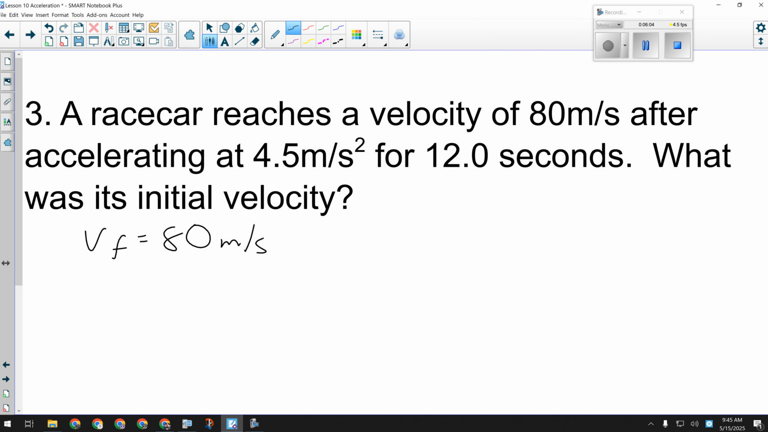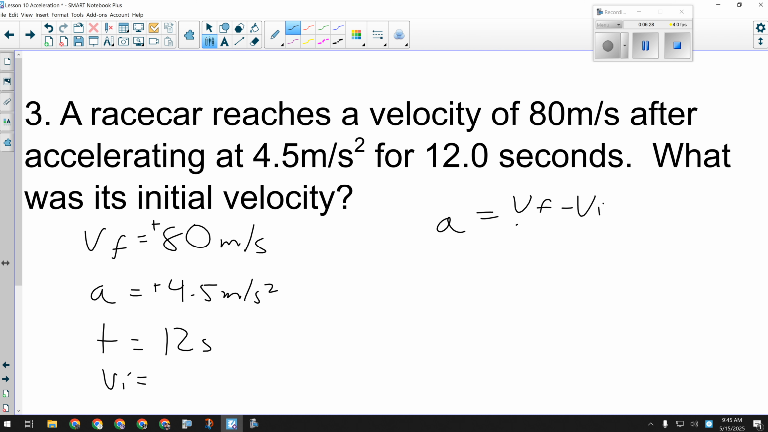Okay, 80 meters per second, since it doesn't tell me otherwise, I'm going to assume that's positive. And then for acceleration, it tells me also positive, 4.5 meters per second squared. It does that for 12 seconds, right? We're looking for the initial velocity. So A equals VF minus VI over T. This is the trickiest manipulation.